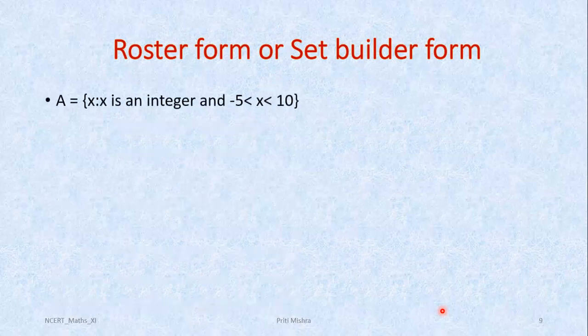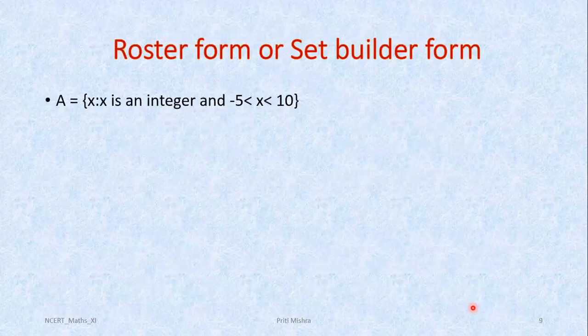Let's have some questions on the basis of which you can be more clear whether it is written in roster form or in set builder form. So let's say the first one, set A: x such that x is an integer and that integer is lying between -5 and 10. As it is written in language form, it is a set builder form.